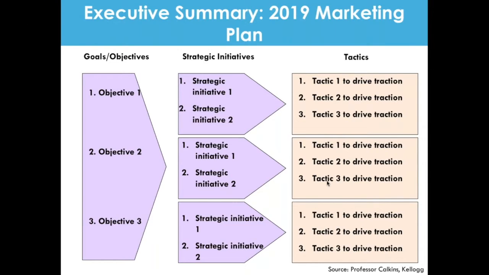And again, you should not have more than probably 3 objectives because organizationally, everybody forgets, right? It does not stick. Similarly, per objective, you should not have more than a couple of initiatives and so forth, right? This is from Professor Calkins at Kellogg at Northwestern, a very simple framework.